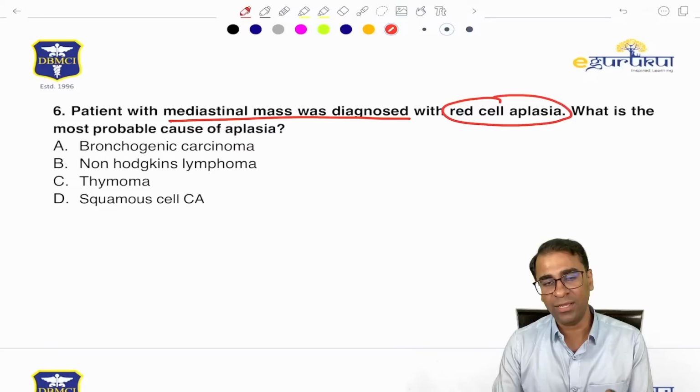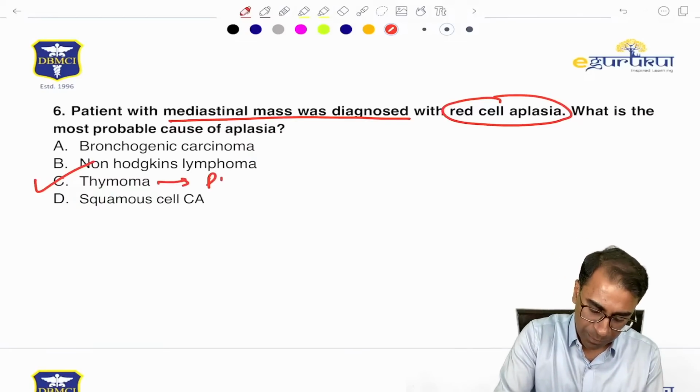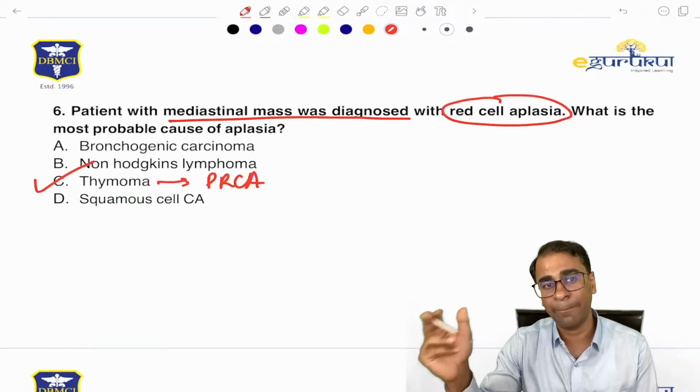A patient has a mediastinal mass and was diagnosed with red cell aplasia. This question is very important. It should point towards a case of thymoma. Thymoma really shows what? It shows PRCA, pure red cell aplasia, seen in thymoma.